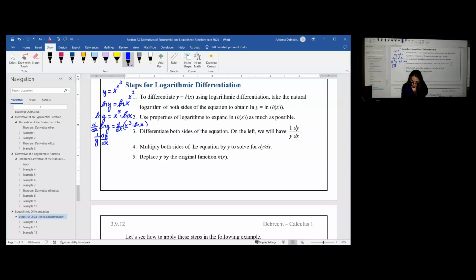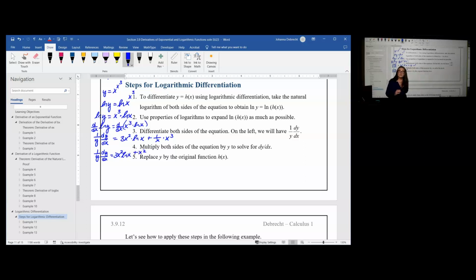When I invoke the product rule, this is going to give me 3x squared times natural log of x plus 1 over x times x cubed, which reduces to x squared. Let me simplify the problem first. I end up with 1 over y dy/dx equal to 3x squared natural log of x plus x squared.